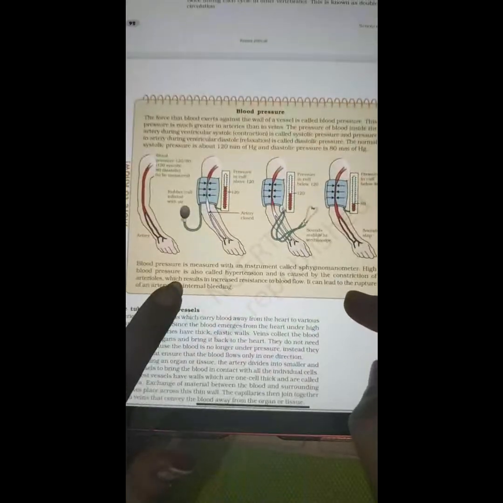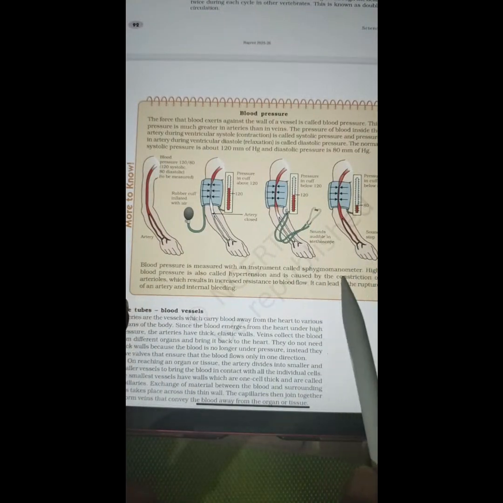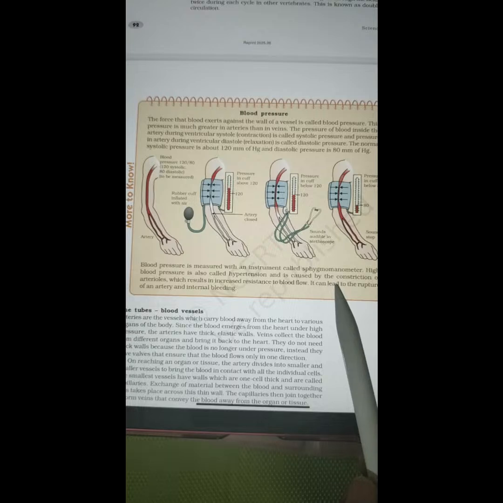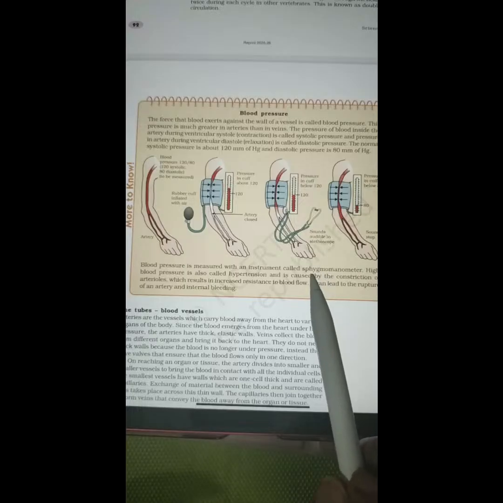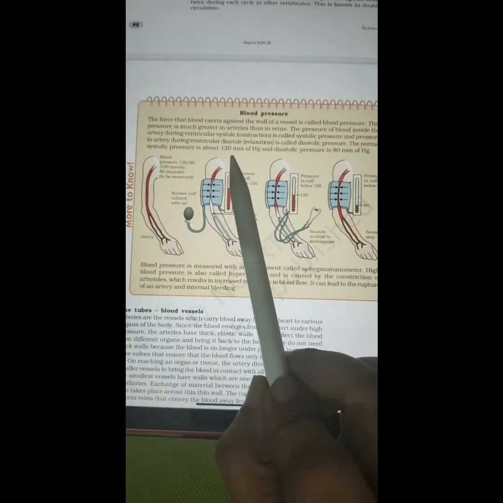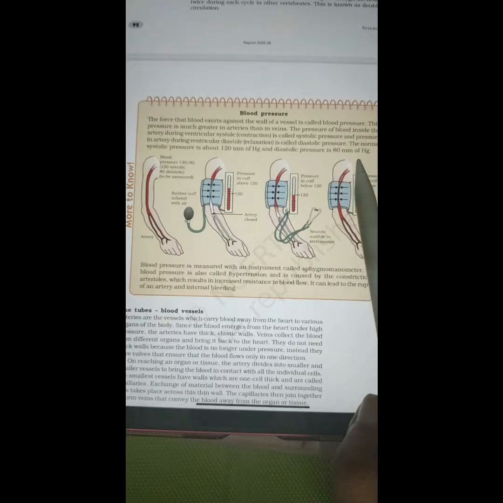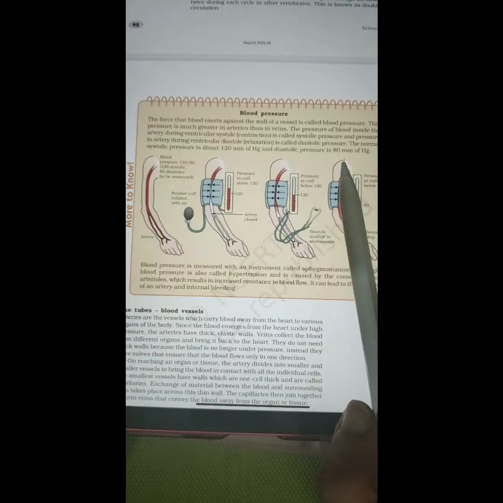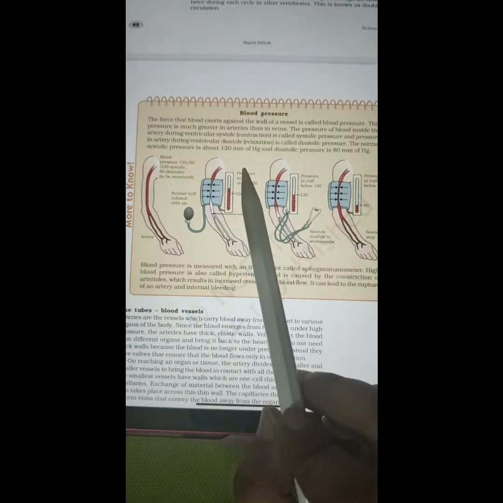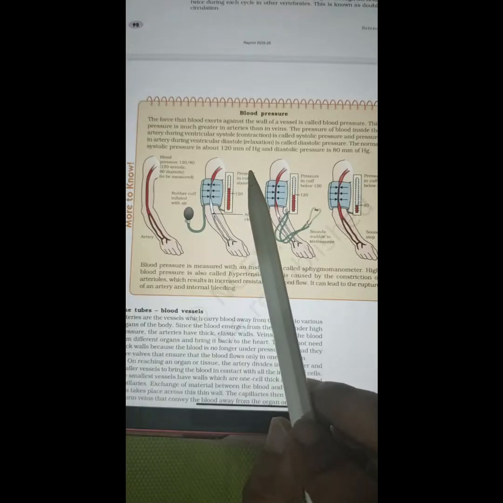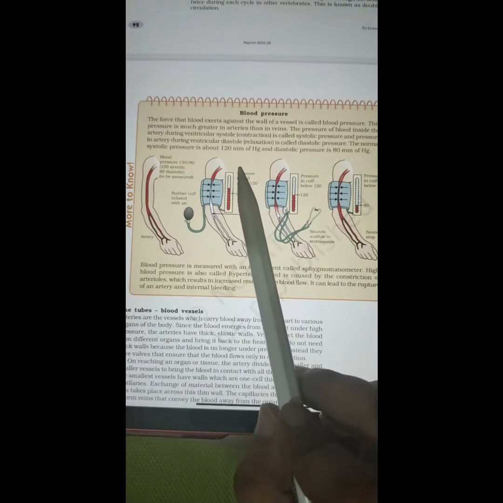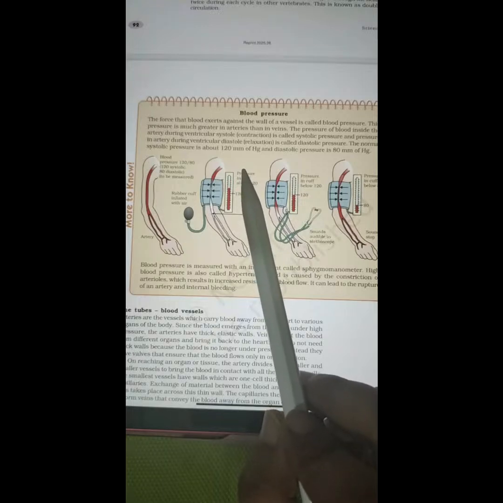Before I end this video, another important thing: blood pressure is measured with the help of an instrument called a sphygmomanometer. There are two types of blood pressure. One is systolic blood pressure and another is diastolic blood pressure. Systolic blood pressure is 120 mm of Hg and diastolic blood pressure is 80 mm of Hg. Remember, whenever these values are greater than the values given here, a person suffers from hypertension or high blood pressure. And whenever these values are lower, it is hypotension. So hyper means more, hypo means less.